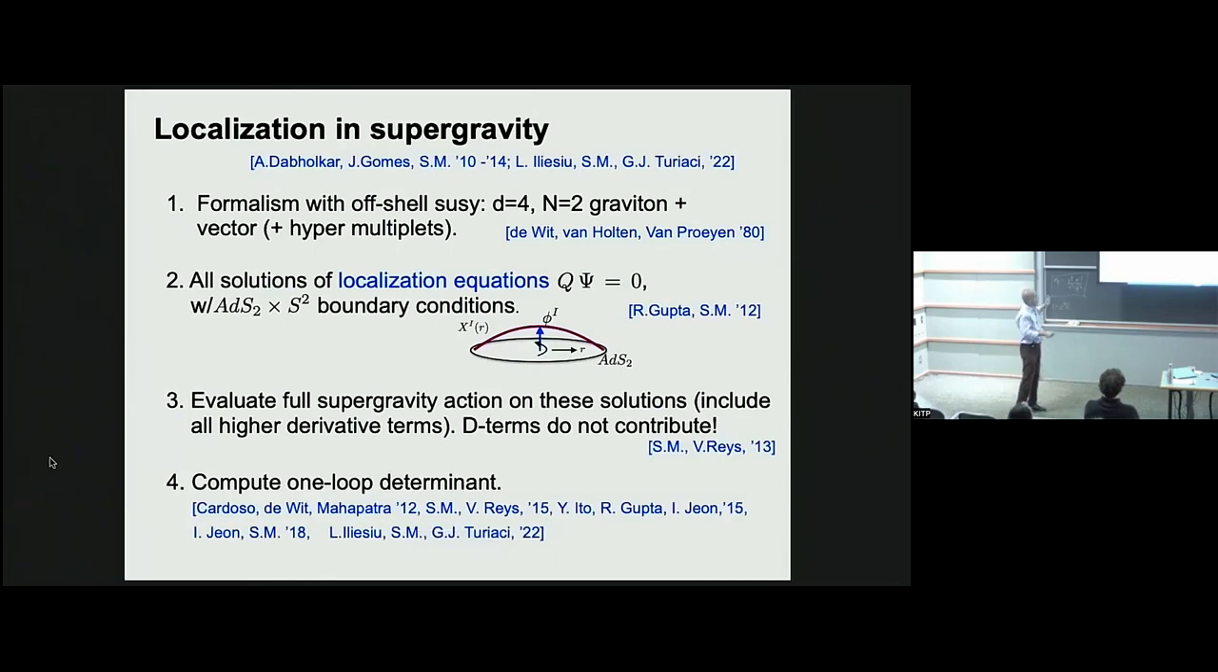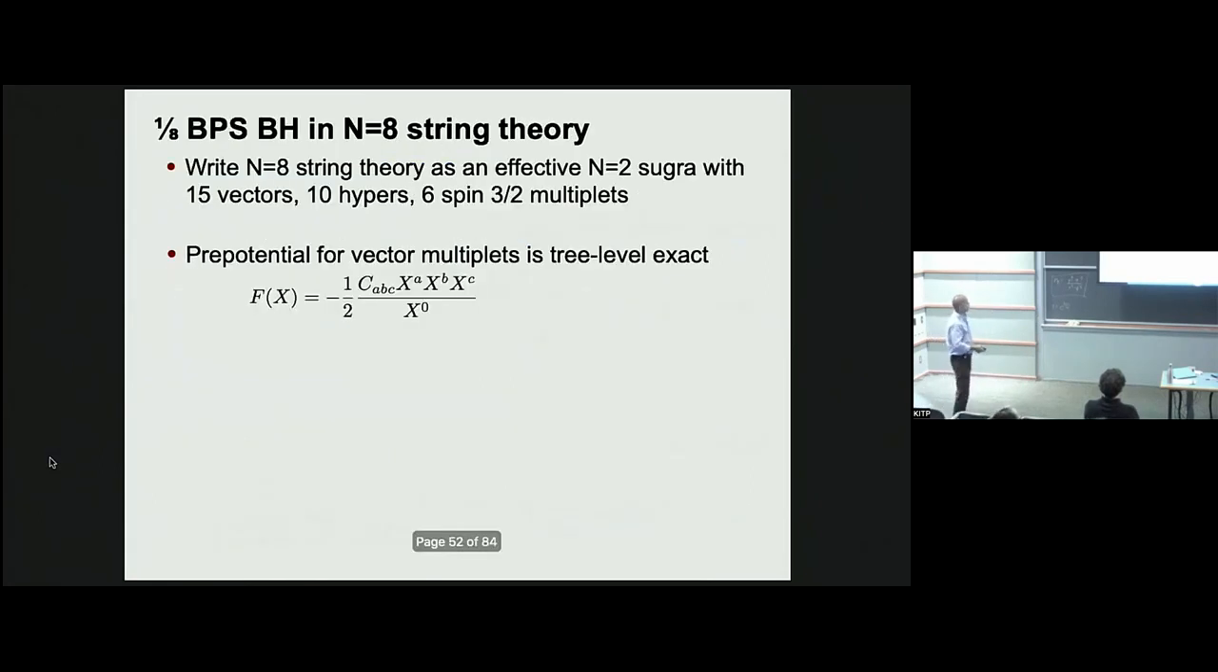So there's some new progress here, but at the end of the day, you get some formula for this localized integral on this AdS2 times S2. Okay, and the formula looks like this. Well, I'll take this one example of the 1/8 BPS black hole in N equal to 8 string theory. You write this as some effective N equal to 2 supergravity. In fact, even here there's a bit of progress. Earlier we used to do some truncation, but now we can treat the whole supergravity. There's also some technical progress. We learned how to deal with this kind of gravitino multiplets off-shell and things like this.